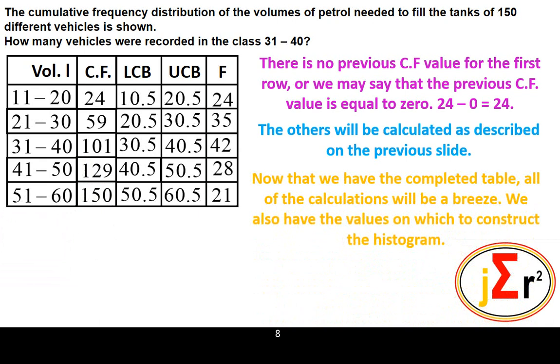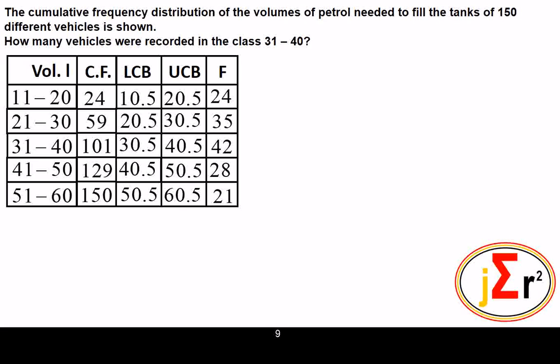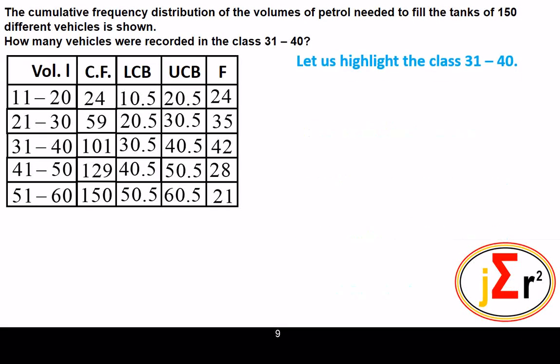Now that we have the completed table, all of the calculations will be a breeze, because we have all of the necessary values in the table. We also have the values on which to construct the histogram, because later on in this problem we will be required to construct a histogram, which is a representation of continuous data. But we'll not go into that immediately. We're just going to be answering the part of the problem that we are required to do right here and now. We have all of the values.